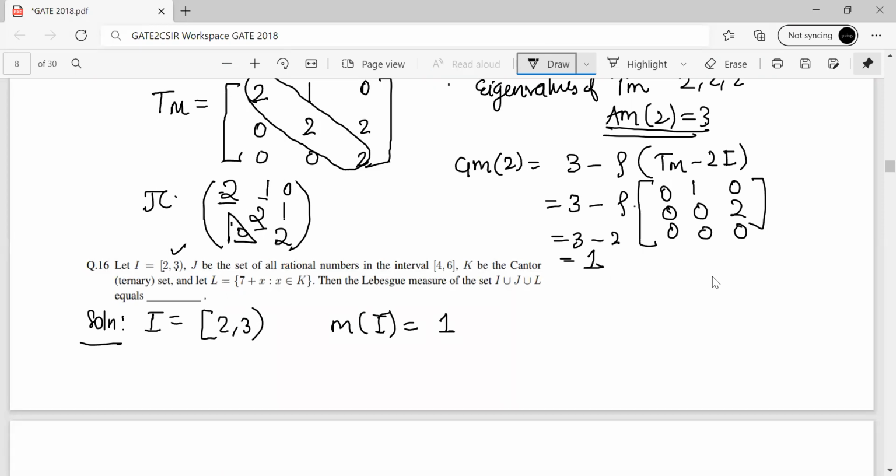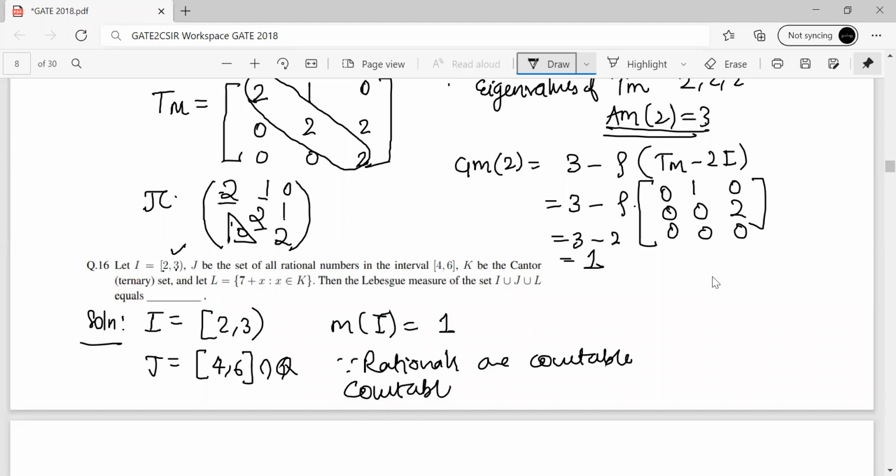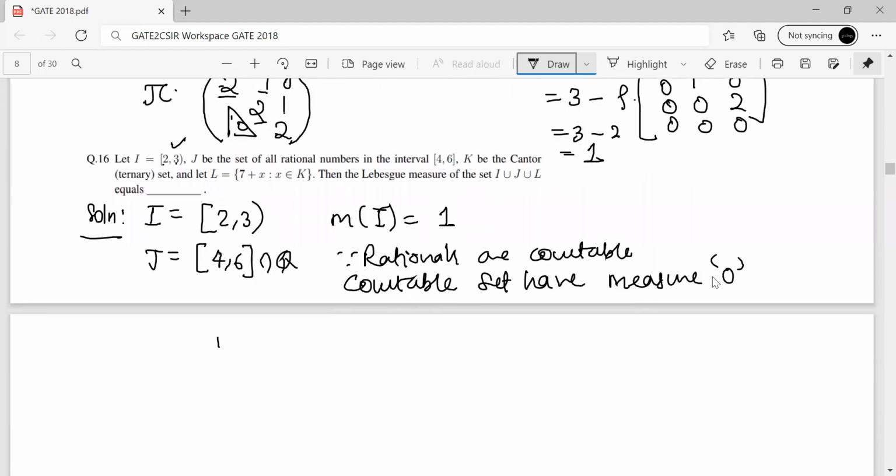And J was the set of all rationals in the interval 4 to 6. That means J is the collection of all the rationals. We know that rationals are countable, and since rationals are countable, a strong property is that countable sets have measure 0. So the measure of J will be 0.